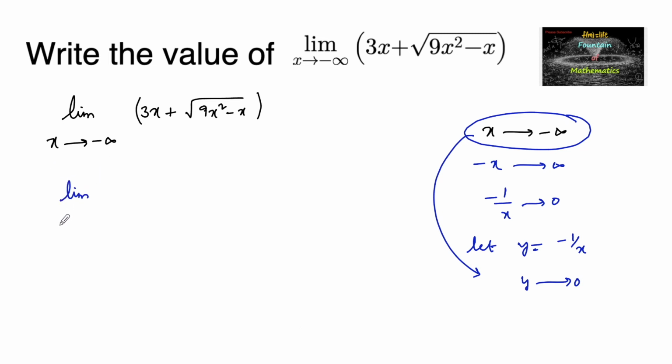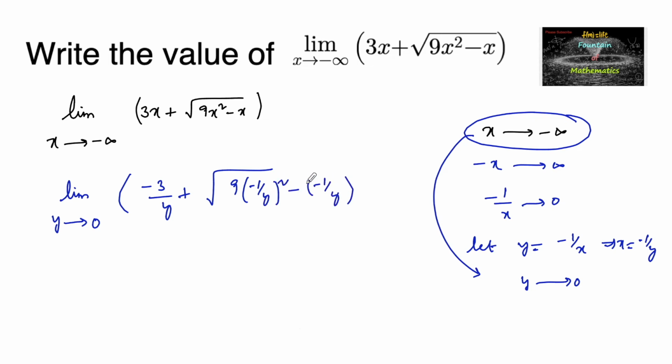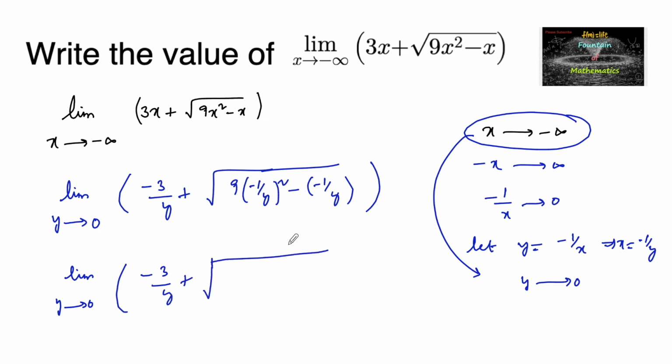So we can change the limit. Limit x tends to minus infinity can be written as limit y tends to 0 of 3 times x, and x is nothing but minus 1 upon y. Let us substitute here. So we can write minus 3 upon y plus root over 9 times minus 1 upon y whole square minus of minus 1 upon y. So we can write this as limit y tends to 0 minus 3 upon y plus root over 9 divided by y square plus 1 upon y.